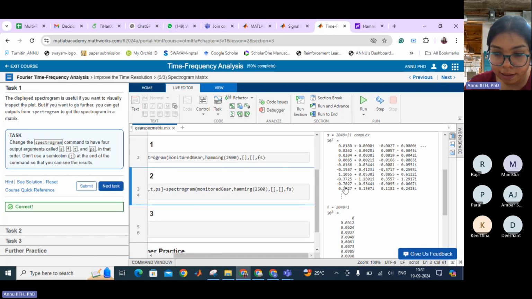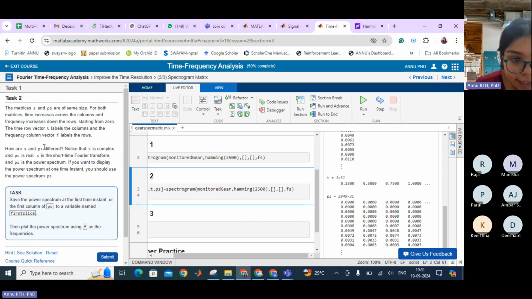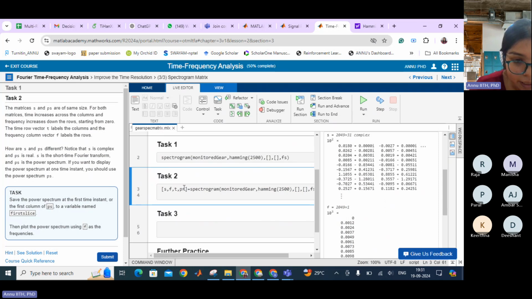So we can see these output arguments, okay? The matrices S and PS are of the same size. Now we will play with the S and the PS. For both matrices, time increases across the columns and the frequency increases across the rows. That's great. Frequency like this, time like this, starting from 0. The time row vector T labels the columns and the frequency column vector F labels the rows.